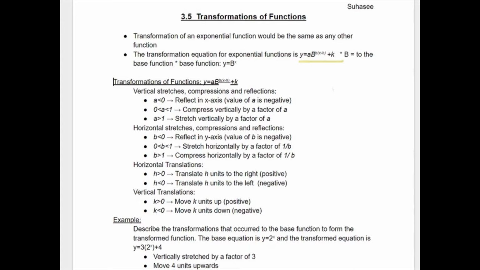So if we were given a question to describe what's happening to go from the base equation to the transformed equation, an example would be right here. The base equation is y is equal to 2 to the power of x, and the transformed equation is y is equal to 3 times 2 to the power of x plus 4. We know the base is 2 to the x, so all the transformations that are happening are just the 3 and the 4. The 3 is the a value and the 4 is the k value. So we can say it's being vertically stretched by a factor of 3 and it's moving 4 units upwards.